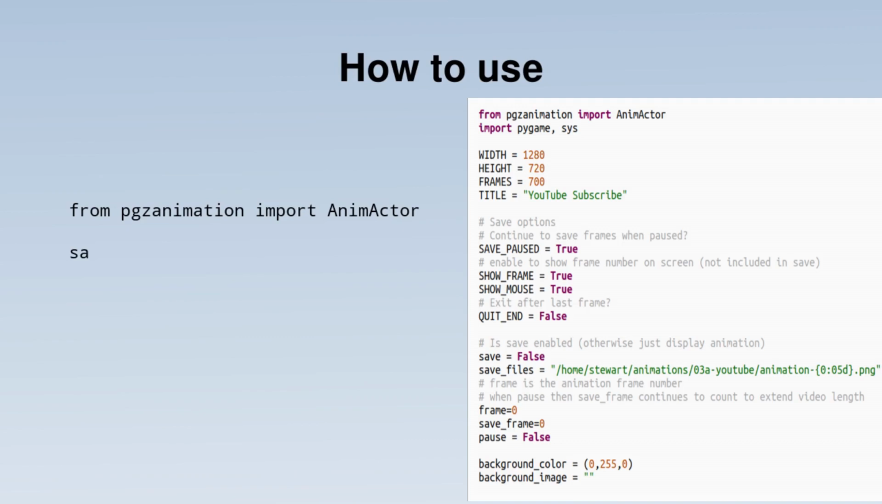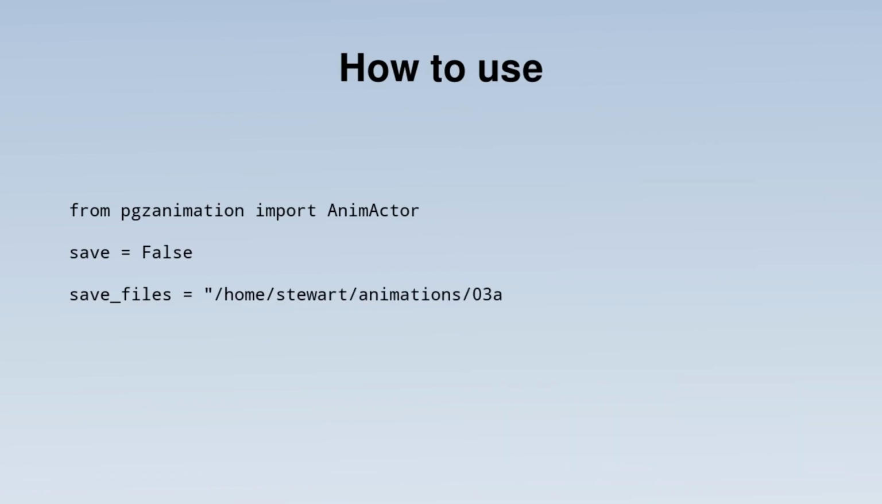The next two lines are the save and save underscore files. The save option allows you to turn off saving the files until you're ready. Basically, with it set to false, it's in a preview mode. The save files variable is a location to save the files into. It's usually a good idea to create a different directory for each animation you're creating, which is what I've done here. The file part of this shows it will create a file called animation with 5 digits representing the frame number as .png files.